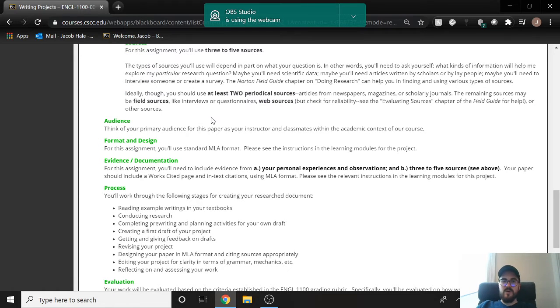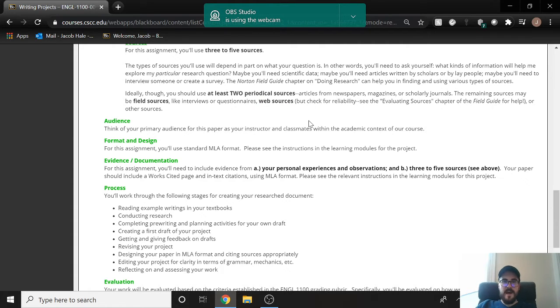Largely what I'll be looking for, so this isn't completely set in stone, it's a little bit flexible. But in general, I will be looking to see that you have at least two periodical sources. Now, what that means is articles from newspapers, magazines, or scholarly journals. The word periodical means something that is published periodically. Your other sources can be field sources, which means interviews or surveys or questionnaires, or just general things that you find on the internet.